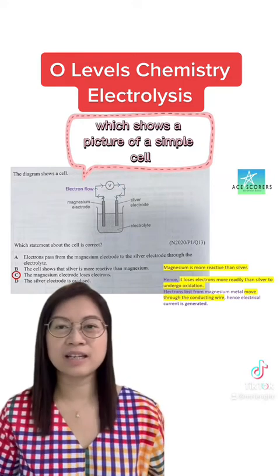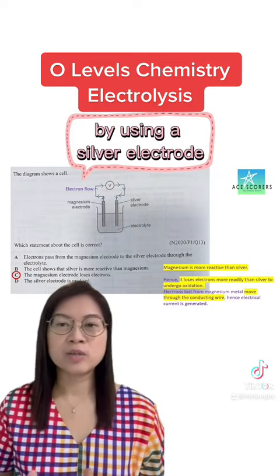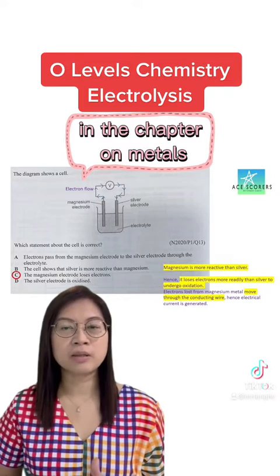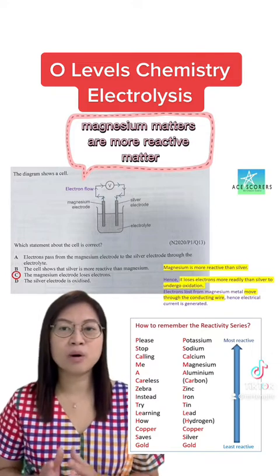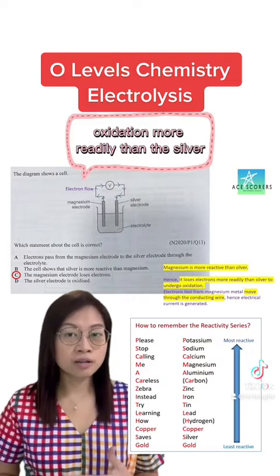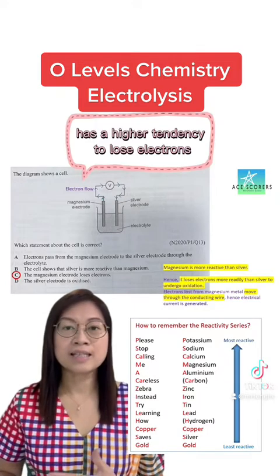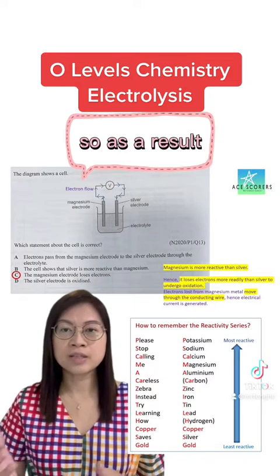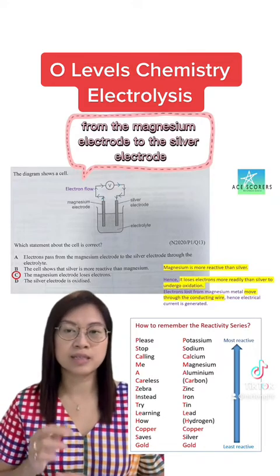Alright, so I have a question here which shows a picture of a simple cell. This simple cell is set up by using the silver electrode and the magnesium electrode. Now first of all, in the chapter on metals under the reactivity series of the metals, we know that the magnesium metal is a more reactive metal than silver. So you should expect the magnesium metal to undergo oxidation more readily than silver, which means that magnesium has a higher tendency to lose electrons more readily than silver metal. So as a result, you will expect the electrons to flow from the magnesium electrode to the silver electrode.